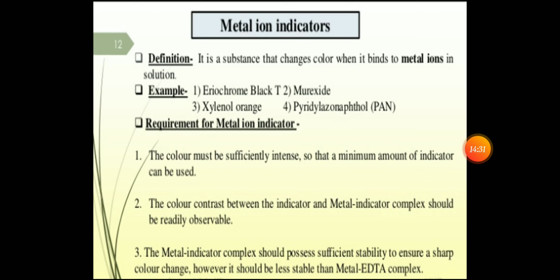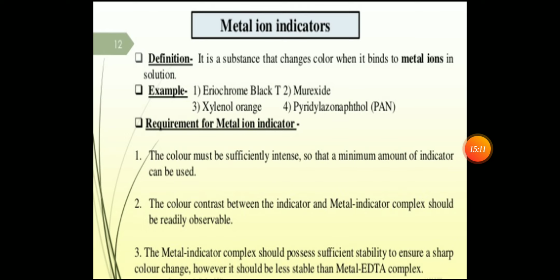Next step, metal ion indicators. What are the indicators we are using? There are 4 types of basic indicators we are using in a complexometric titration. That is Eriochrome Black T, murexide, xylenol orange, and pyridylazonaphthol, that is PAN, short form. This is already the indicator's definition: it is a substance that changes the color. क्योंकि हमारा एंड पॉइंट इंडिकेटर के ऊपर ही डिपेंड है. इंडिकेटर एडिशन के बाद ही हमें we can get the change in color, our end point color, when it binds with the metal ion solution.